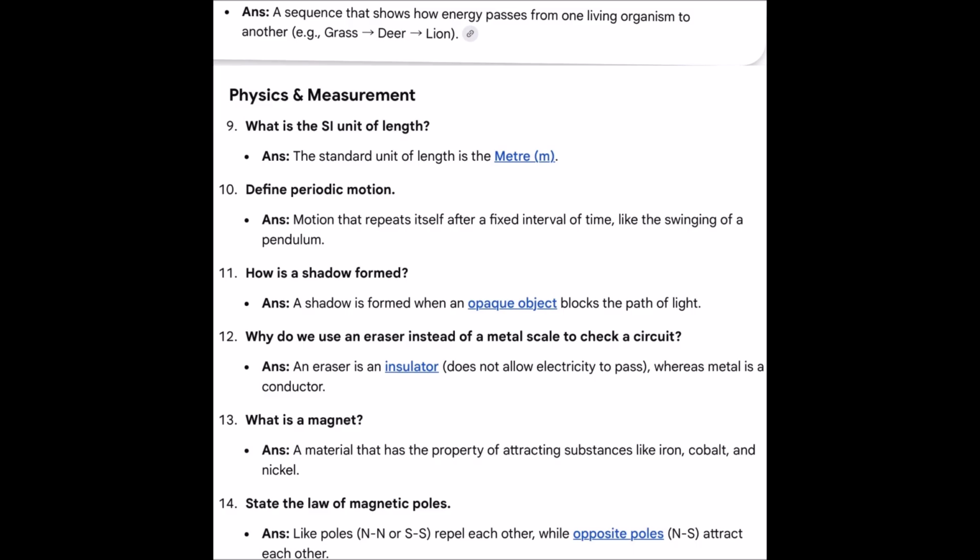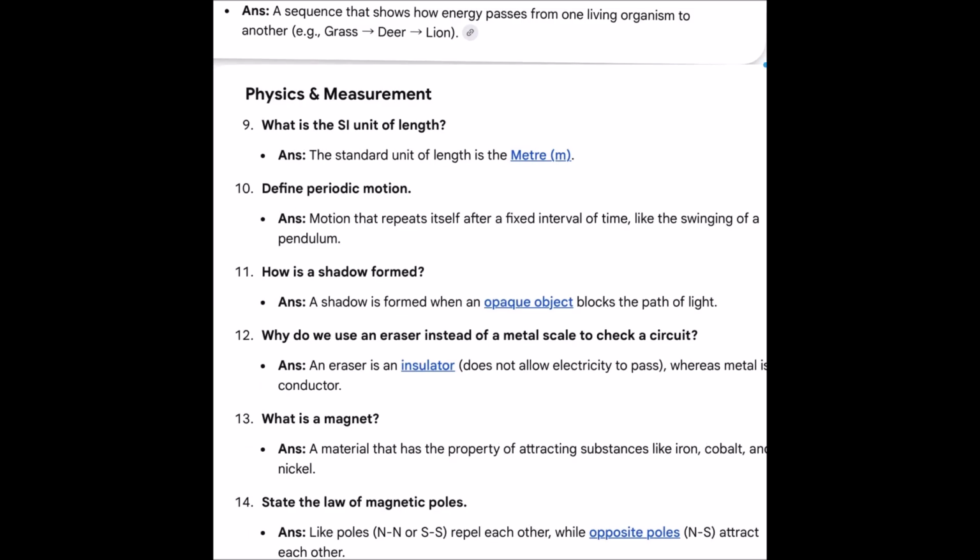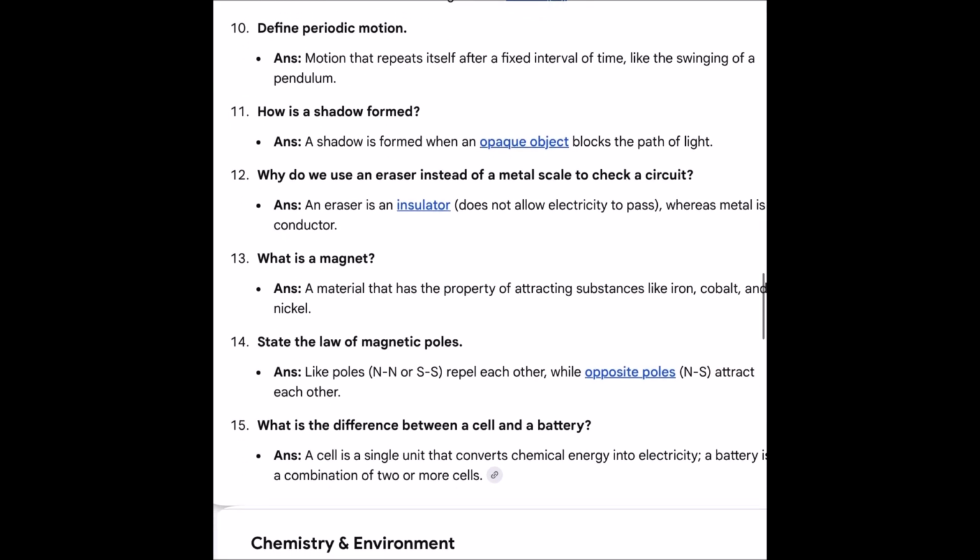Question 13 is, what is a magnet? So answer is, a material that has the property of attracting substances like iron, cobalt and nickel is a magnet. So a material which has the property of magnetism, which is attracting substances like iron, is a magnet. So next we have question 14, which is, state the law of magnetic poles. Law of magnetic poles is that the like poles repel each other while the opposite poles attract each other.